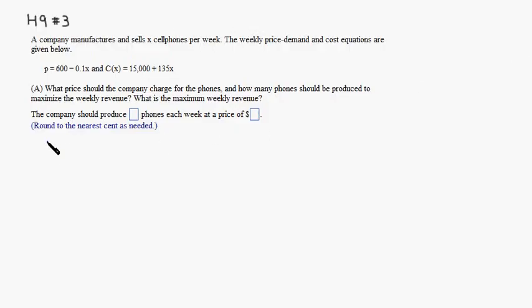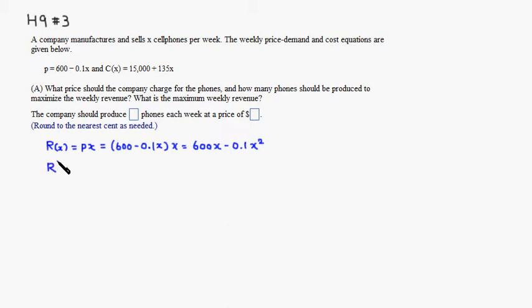Alright, so I'm going to call it the revenue function R of x. It's always revenue is price times the number of products, so p times x. So this is going to be equal to, P is 600 minus 0.1x, times x. If you multiply this out, you see that it's going to be 600x minus 0.1x squared. So let's take the derivative of that.